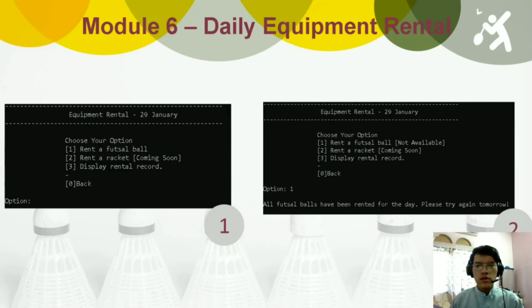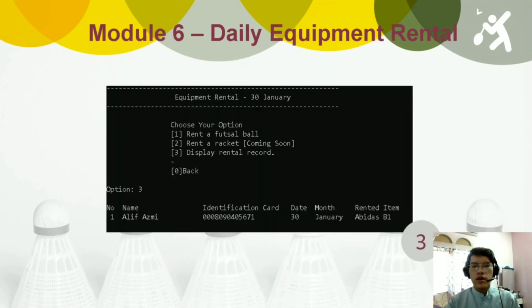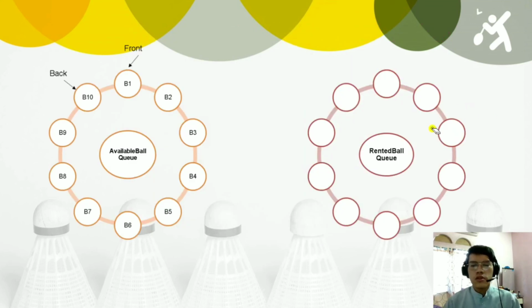For module 6, the function is the daily equipment rental, where it allows customers to rent equipment from the sports center, and allows the admin to see who rented what in the past. How does this function work? There are 2 queues called available equipment and rented equipment. For our demo, we use balls, where there are 10 balls available for rent.